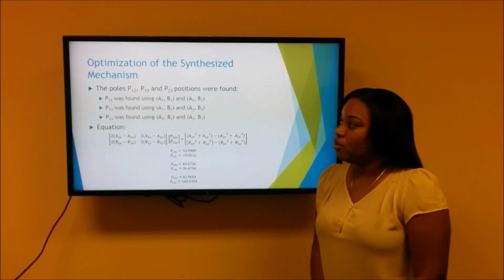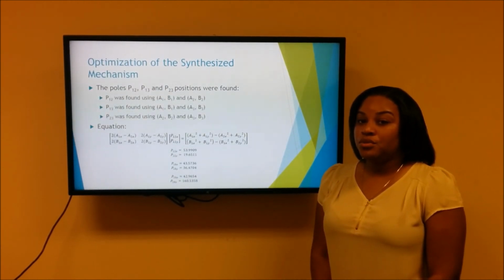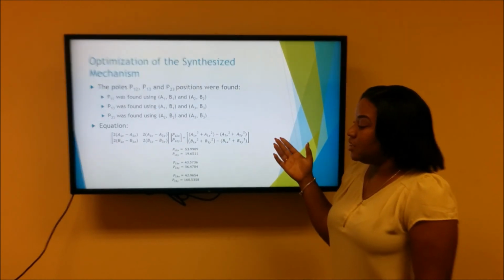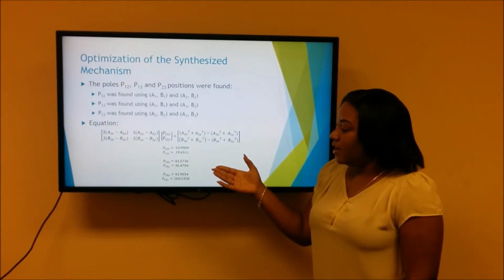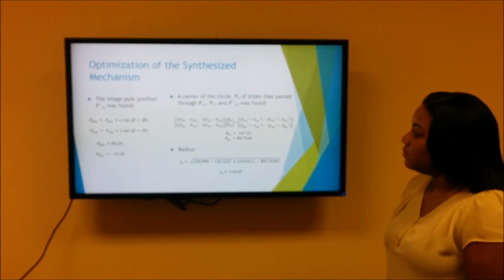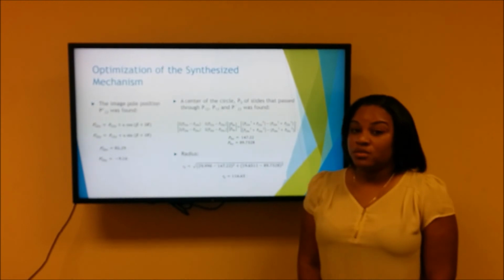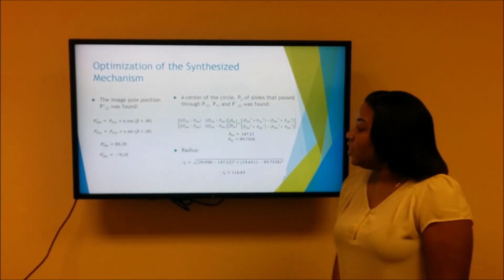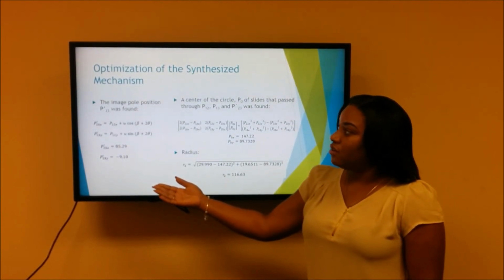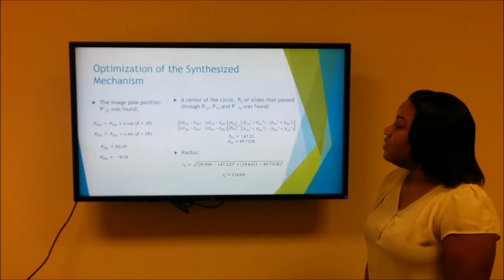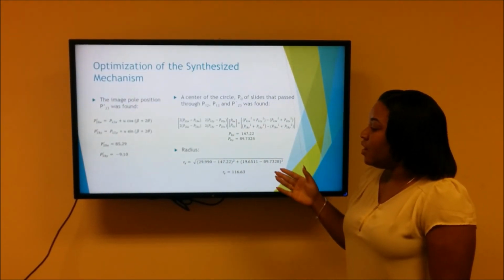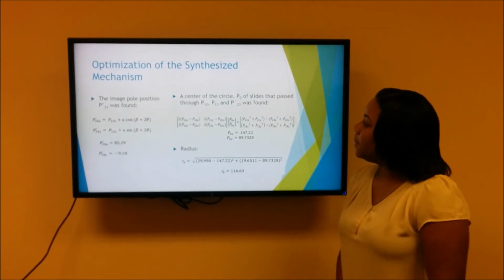Next, we had to find the pole positions P12, P23, and P13, which was found using these various equations. Here we have the results in X and Y format. Next, the image pole position was found, P'23. We had to use various formulas and we came up with the X and Y positions over on this side. And then we found the origin of this circle of slides, which is P0 X and Y. The radius was called RS.